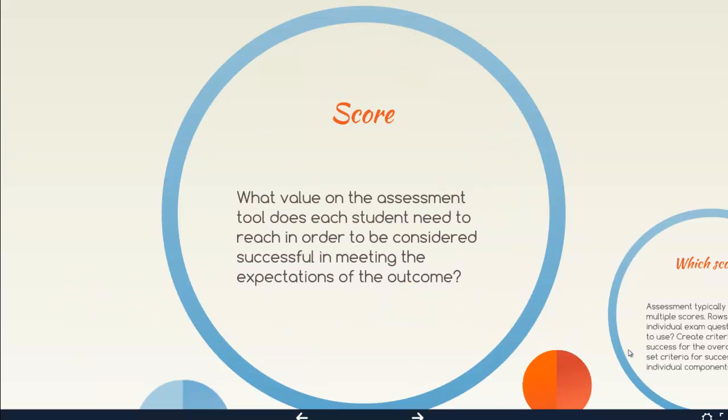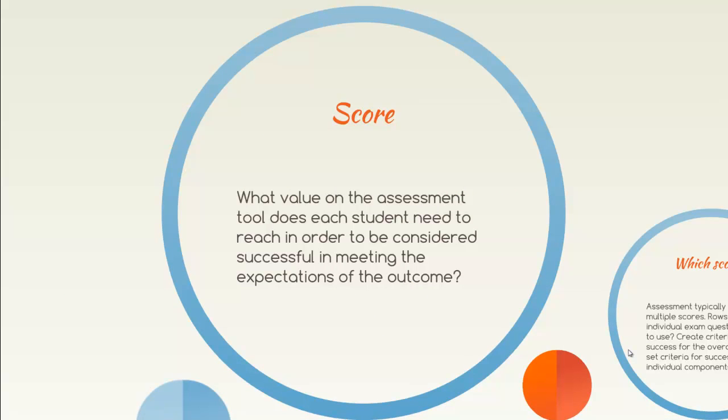The criteria for success identifies the score or value that is considered successful in regard to where a student is in their learning. So to answer this question, you're asking, what value on the assessment tool, the rubric or the exam, does each student need to reach in order to be considered successful in meeting the expectations of the outcome?